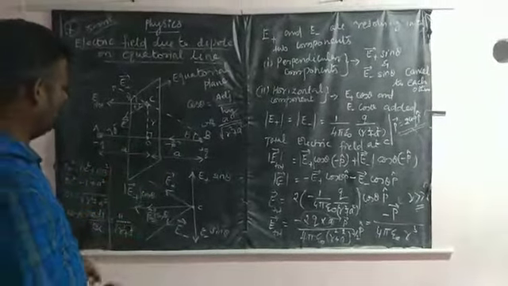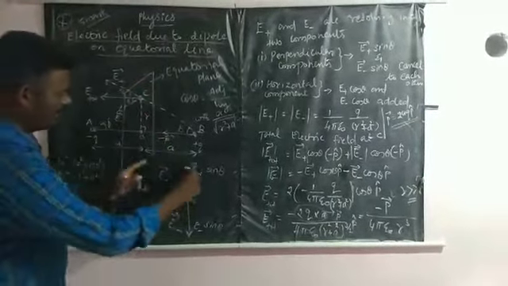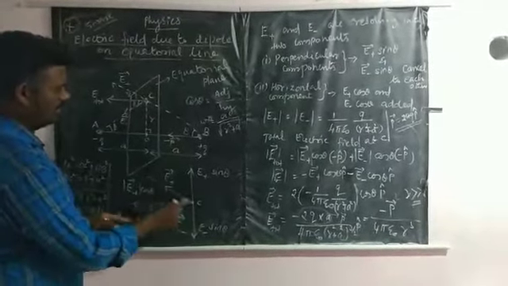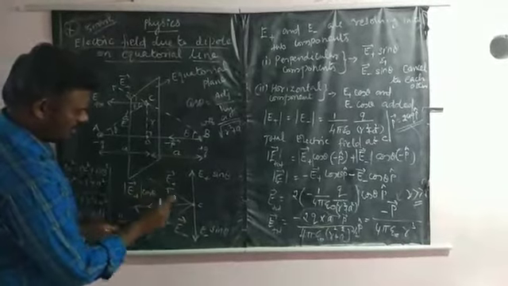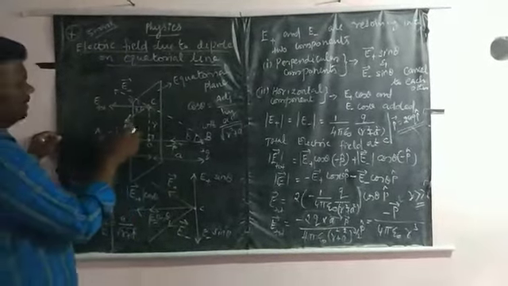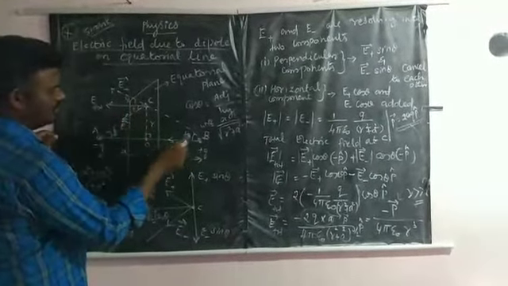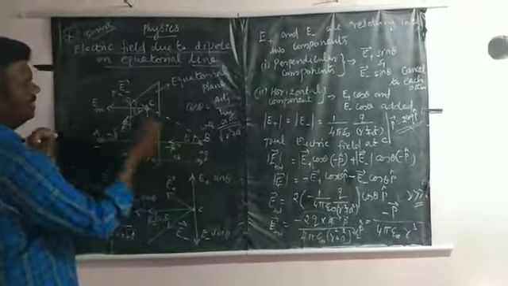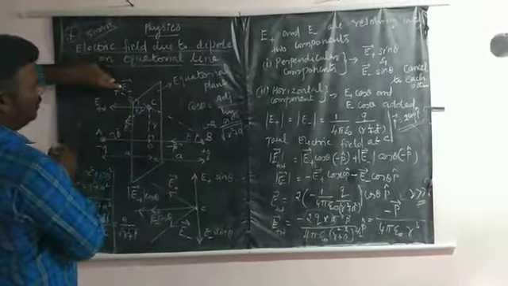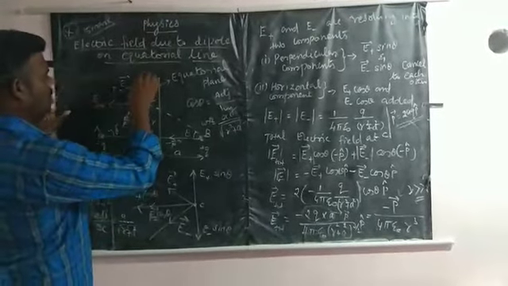So the total electric field at the point C. In the diagram, we draw it like this. At the point, this is the electric field due to the positive charge, and this is the electric field due to the negative charge. The electric field due to the negative charge is directed towards the negative charge. The electric field at the point C due to the positive charge is directed away from the positive charge. So this is the electric field due to the positive charge, and this is the electric field due to the negative charge. So resolving into two components.